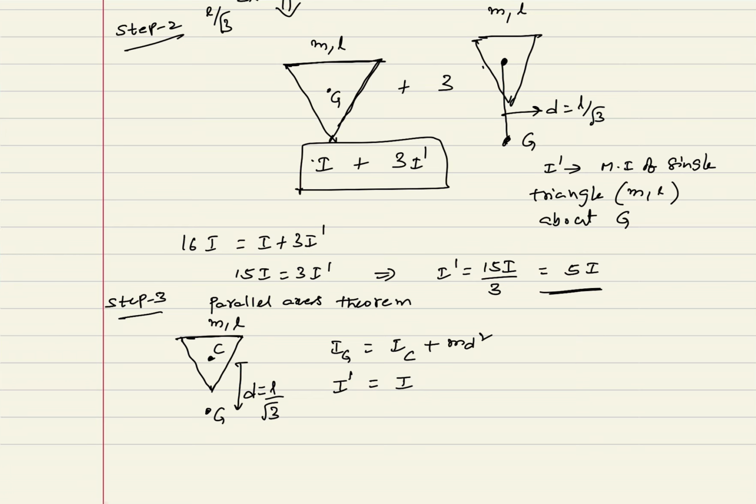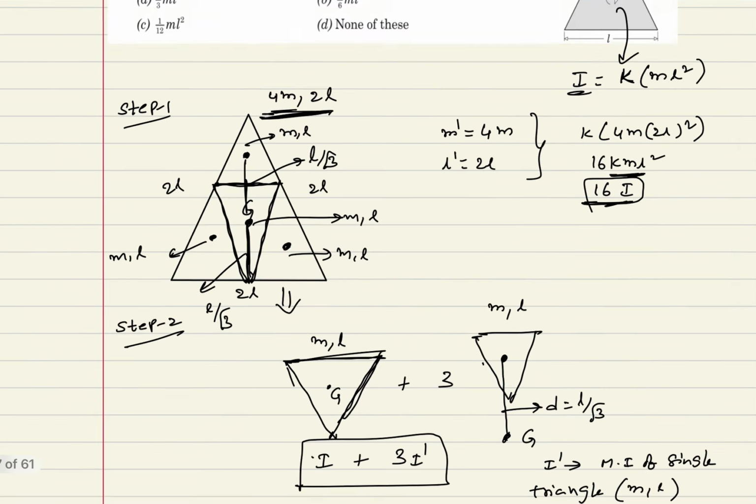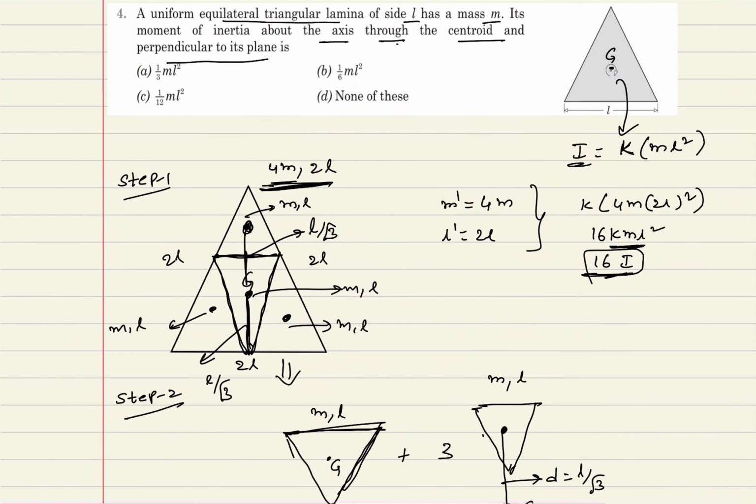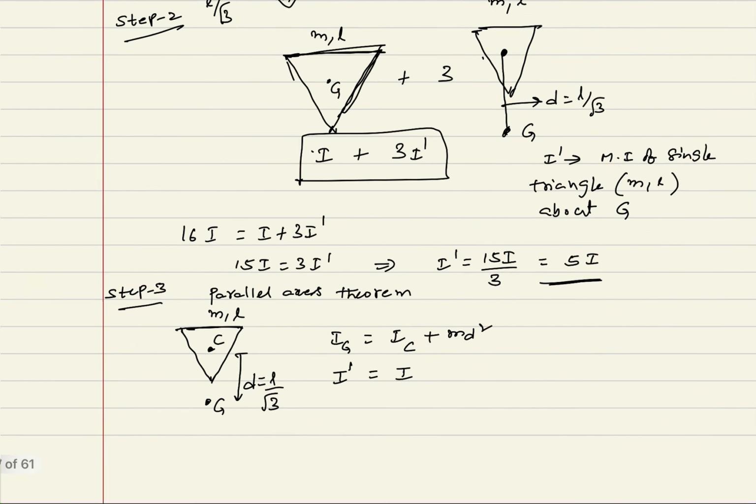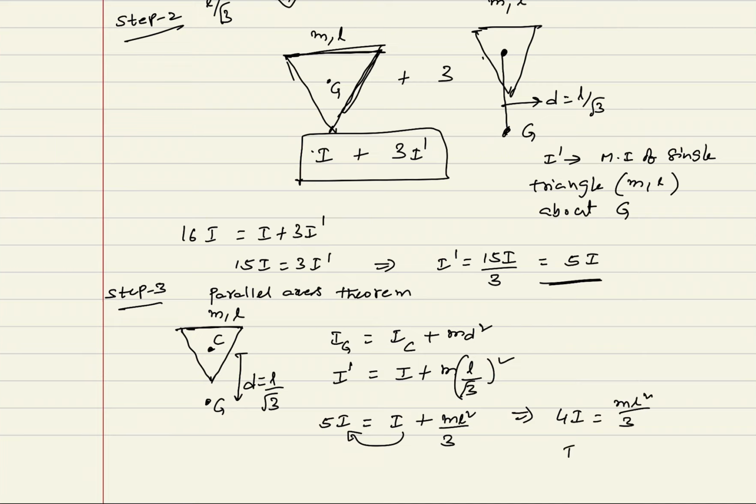We can write it as I dash is the moment of inertia about G. The I C value is I, the moment of inertia about the center point, which will be the same. Here every centroid point is k into ml square, that is I, plus M into L by root 3 whole square. I dash value, already you have written, 5I is equal to I plus M into L square divided by 3. You can write 5I minus I is 4I, that is equal to ml square by 3. So finally you will get I is equal to ml square divided by 12.